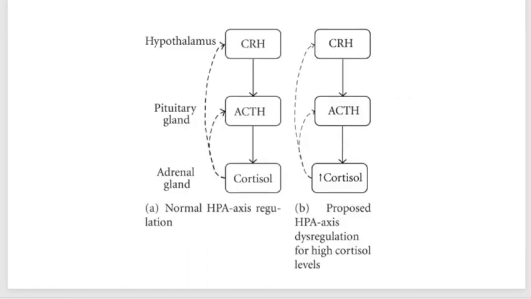When we're talking about the HPA axis, the hypothalamus is going to give us corticotropin-releasing hormone. Then we have adrenocorticotropic hormone coming from the pituitary gland, and from the adrenal gland we get cortisol. If we have dysregulation, we have to figure out what it is. So we have increased cortisol or we can have decreased cortisol. Those are the 2 main dysfunctions related to the adrenal gland.